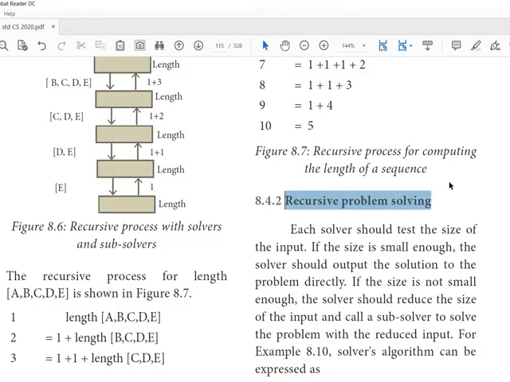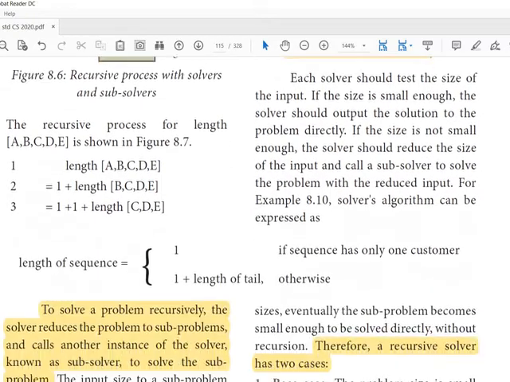Recursive problem solving: each solver should test the size of the input. If the size is small enough, the solver should output the solution to the problem directly. If the size is not small enough, the solver should reduce the size of the input and call a subsolver to solve the problem with the reduced input. We'll see an example of this.